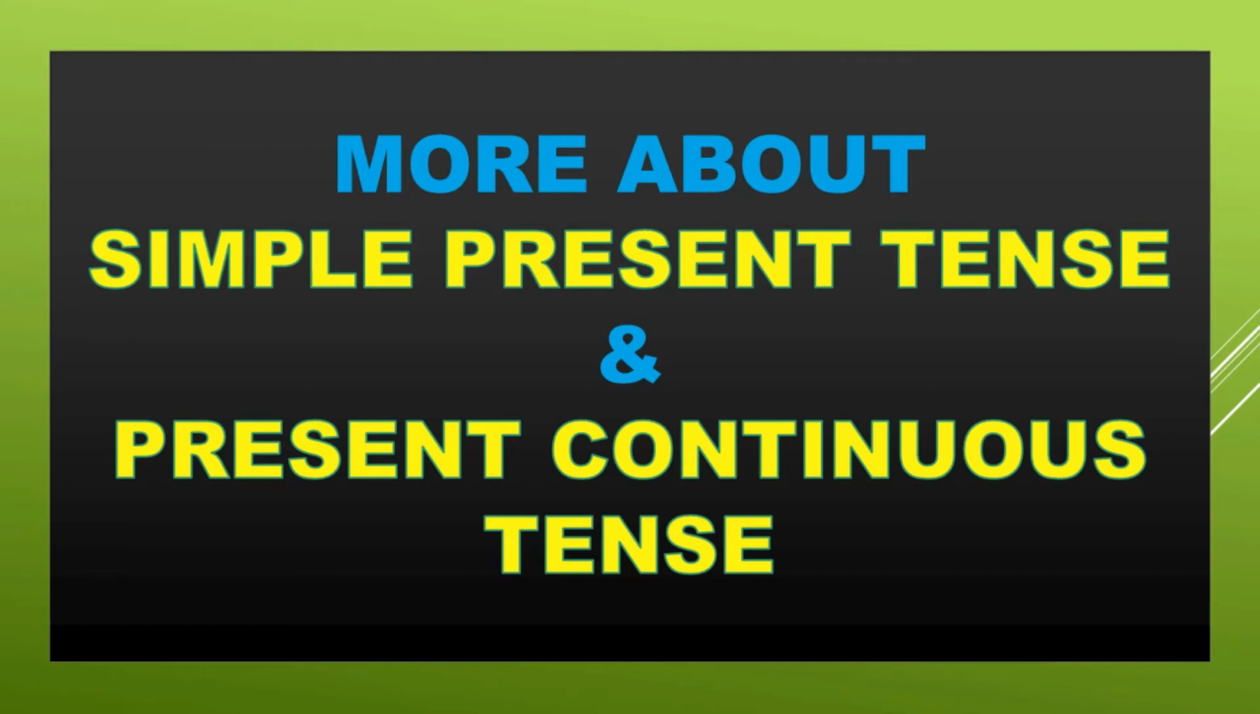In the previous grammar classes, we have already learnt about the three tenses: the present tense, the past tense, and the future tense. In today's class, we shall discuss more about the present tense. We shall know how we should transform an affirmative sentence into negative and then to interrogative. Let us therefore move ahead.